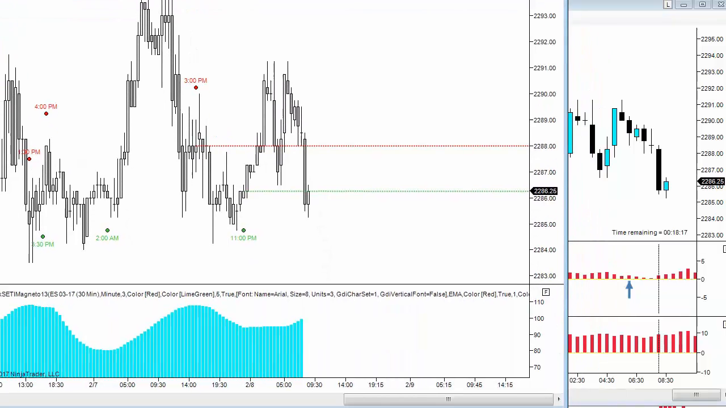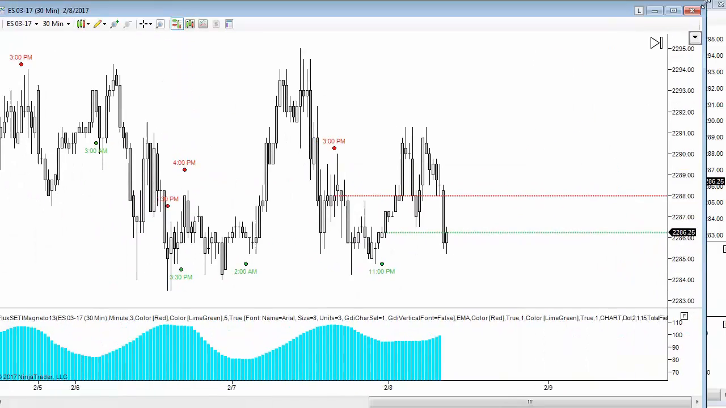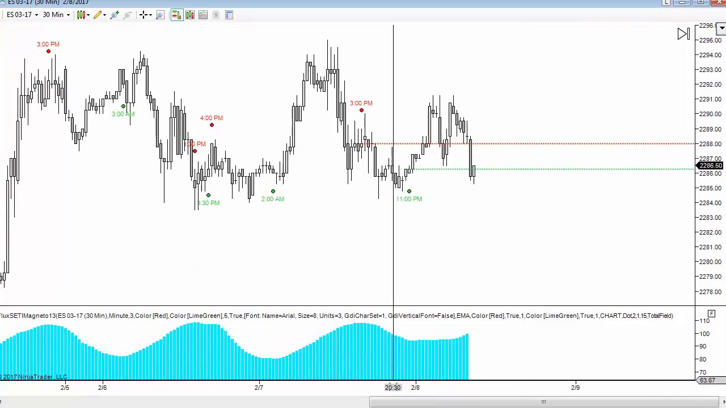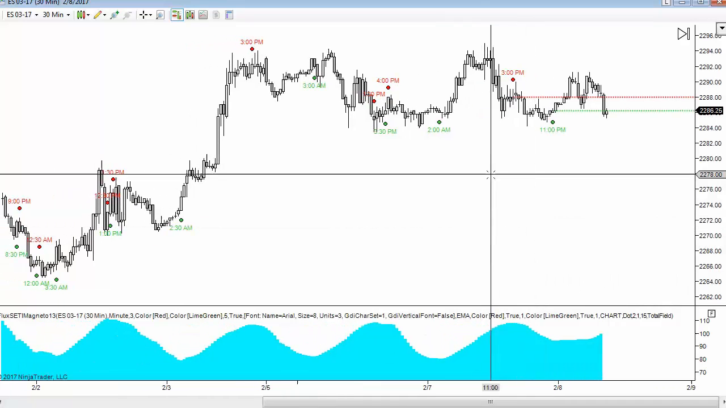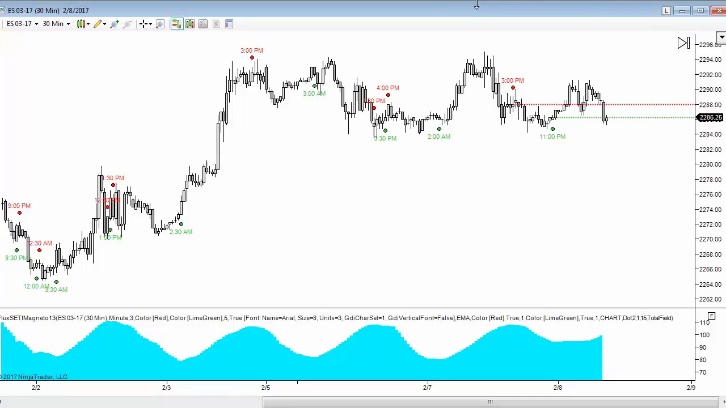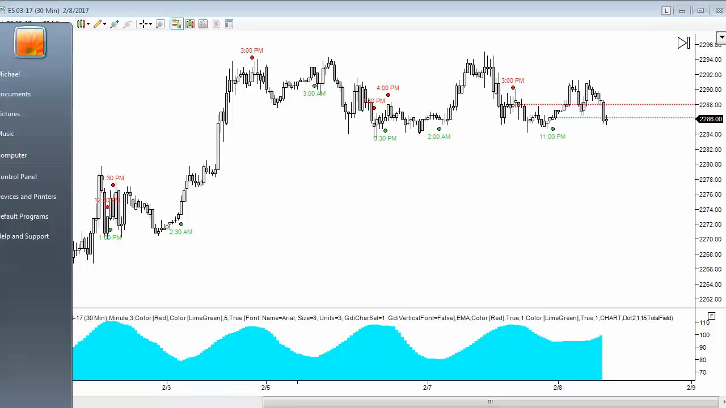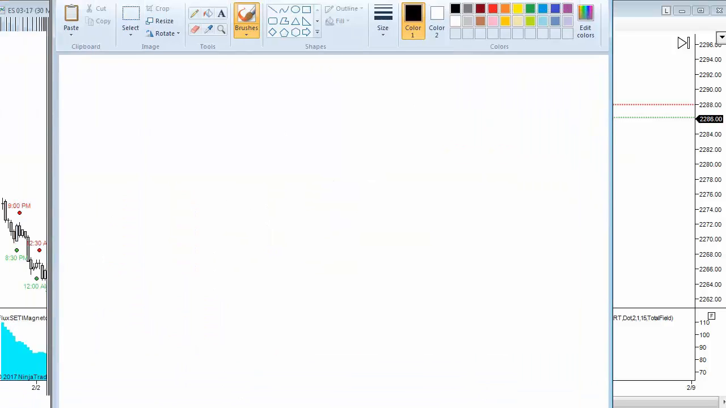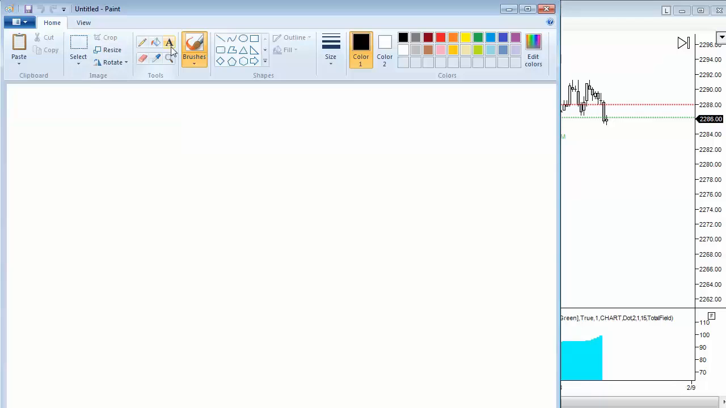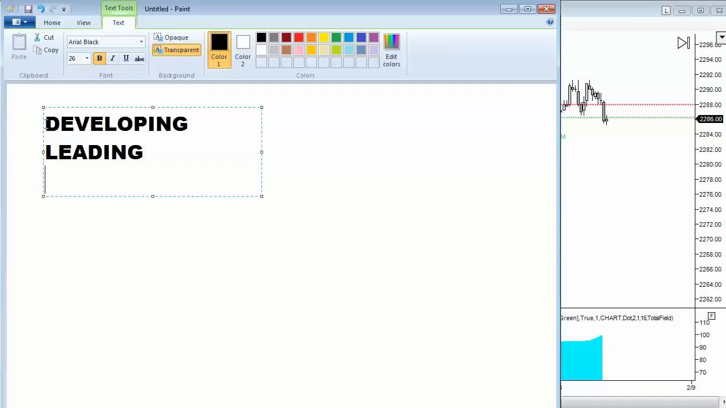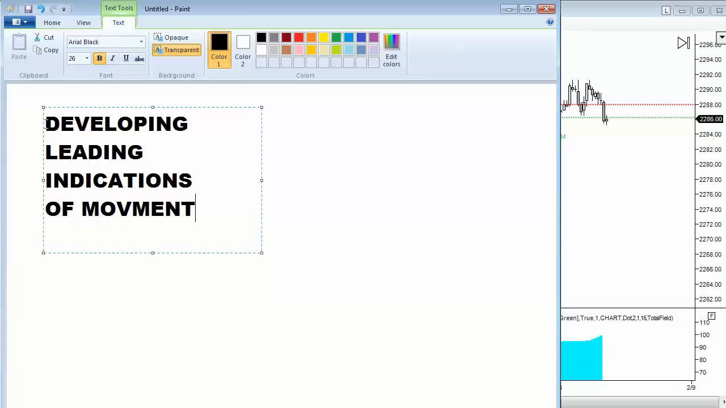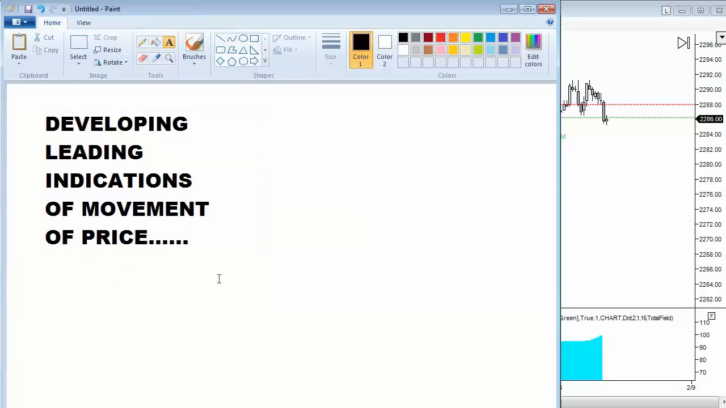So today we're going to talk, in the next half hour, 40 minutes or so, about why markets move. And when you understand the why, then the how becomes easier. So a lot of what we're doing with the software, the Flux software, the Ninjatrader indicators, is developing leading indications of movement of price.